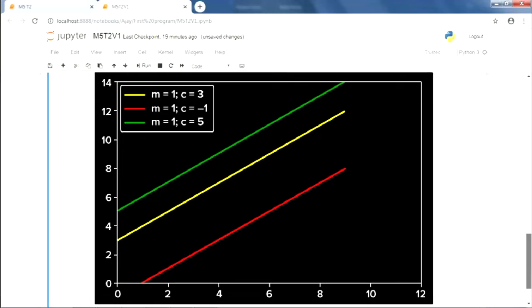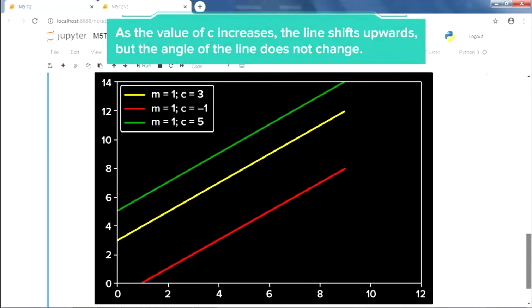Now, let's have a look at how these parameters affect the line. Let's first look at the parameter c and how it affects the line. For the sake of simplicity, assume that the slope of the line stays constant. Here, we can clearly see that when we increase the value of c, the position of the line changes and shifts upward, but the angle or the slope of the line does not change.